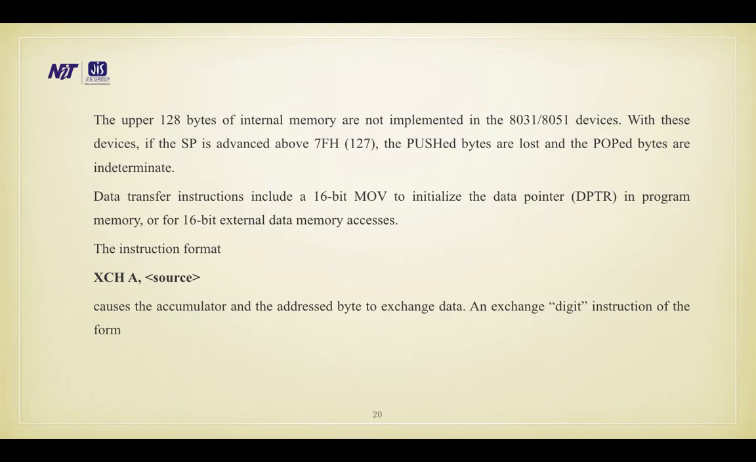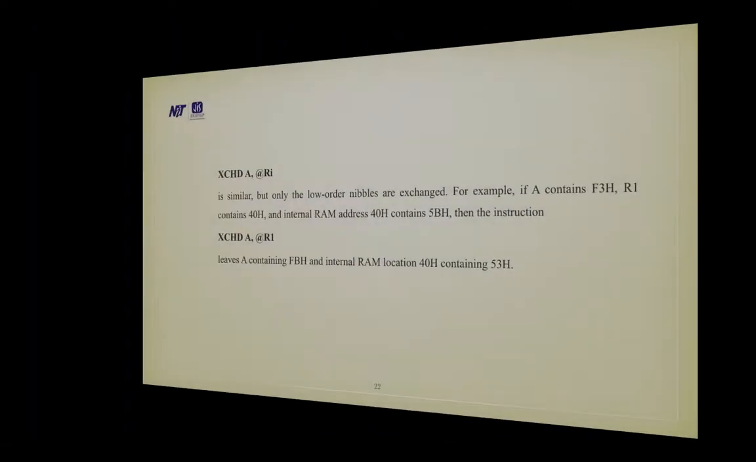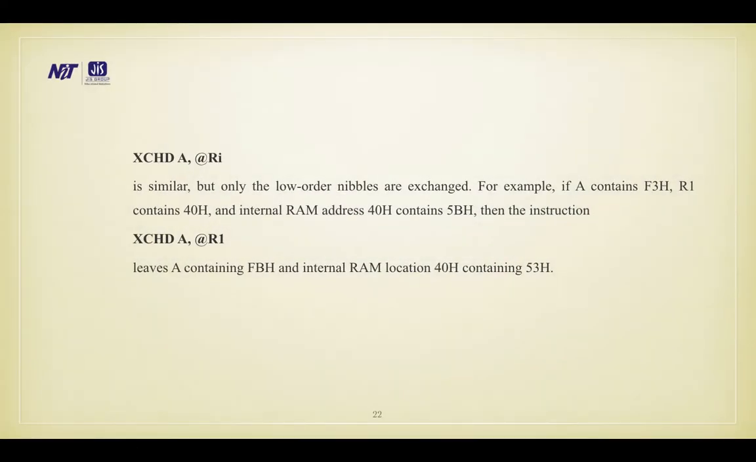The instruction format XCH A, source causes the accumulator and the addressed byte to exchange data, and the exchange digit instruction of the form XCHD A, @Ri is similar, but only the lower-order nibbles are exchanged. For example, if A contains F3H, R1 contains 40H, and internal RAM address 40H contains 5BH, then the instruction XCHD A, @R1 leaves A containing FBH and internal RAM location 40H containing 53H.